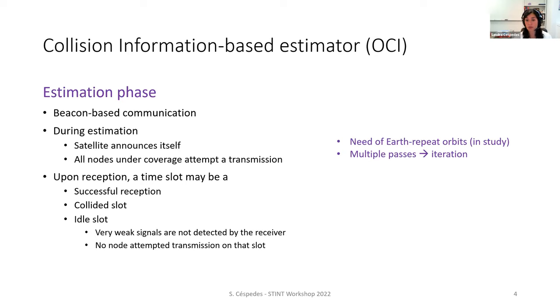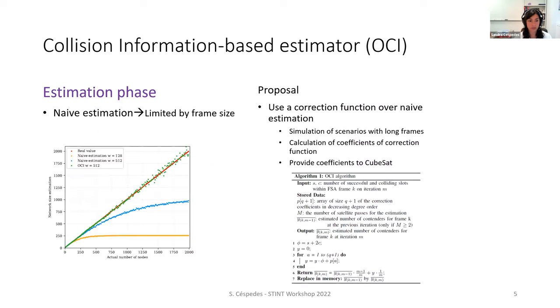And for that, of course, we will need a design in which we are using an Earth repeat orbit deployment. So that ensures that we will see the same set of nodes in a second pass or a third pass. I will discuss that restriction by the end of the talk. And then of course, if we have multiple passes or more iterations, we may improve the estimations that we're doing.